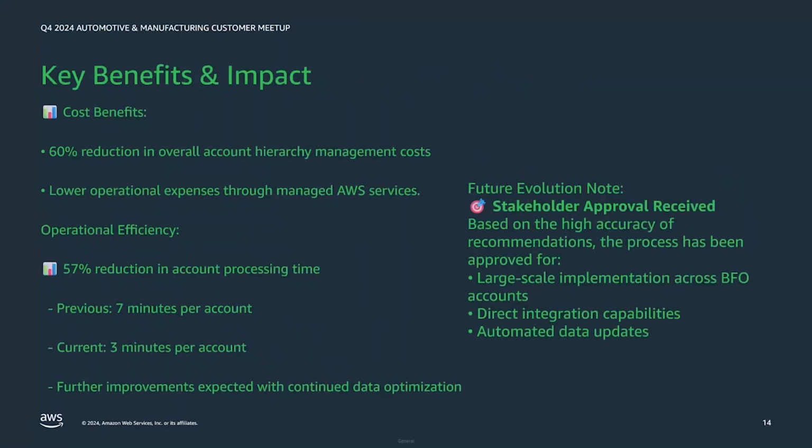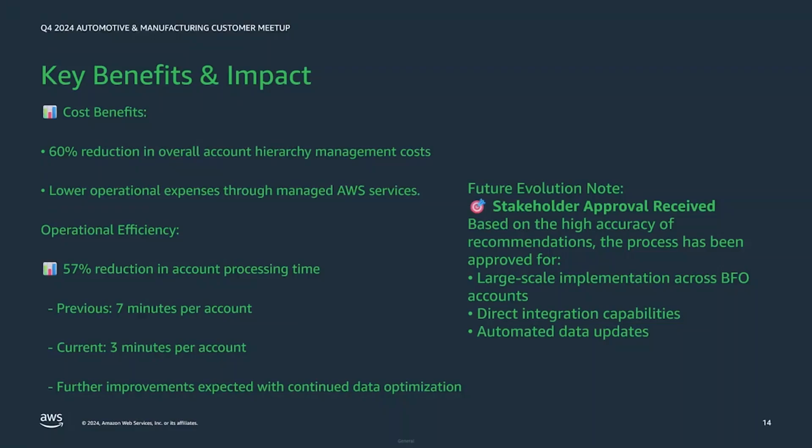So the key benefits here, right? What was the advantage of having this elaborate setup? There was a 60% reduction in the overall account hierarchy management costs compared to how it was done before, which was manually. The operational expenses are lower as well. The services that we use are all managed AWS services, so it results in a lower operational cost. There are no EC2s to manage, or standalone SageMaker endpoints to manage. It's all managed AWS services.